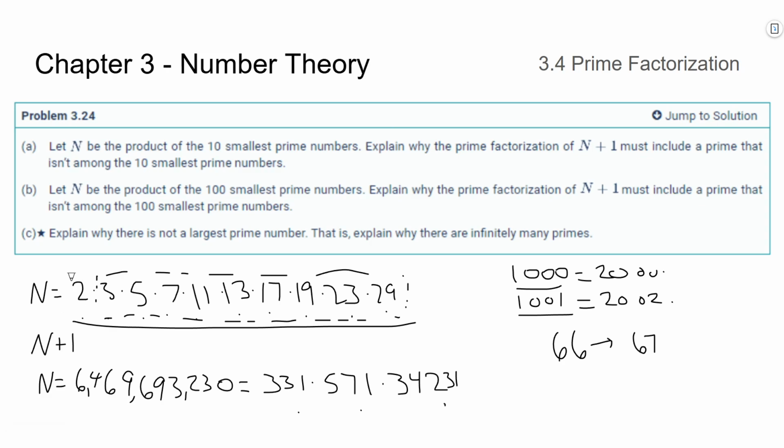So it's not going to be a multiple of 2 or 3 or 5 or 11 or 13, all the way up to 29 and beyond, all the way to the first 100 primes. It won't be a multiple of any of those anymore. So then it's going to end up being a multiple of primes that are higher than the first 100.